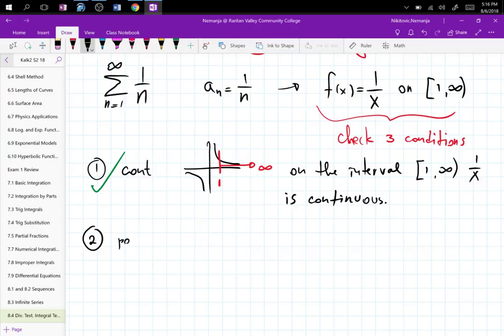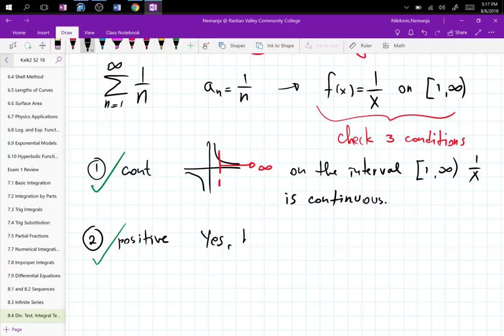Number 2. Positive. It is also easy to see that the graph is always above the x-axis. So all of the y values, the entire range, consists of positive numbers. So is it positive? Green check. Yes, it is positive. And I'll write the rationale.